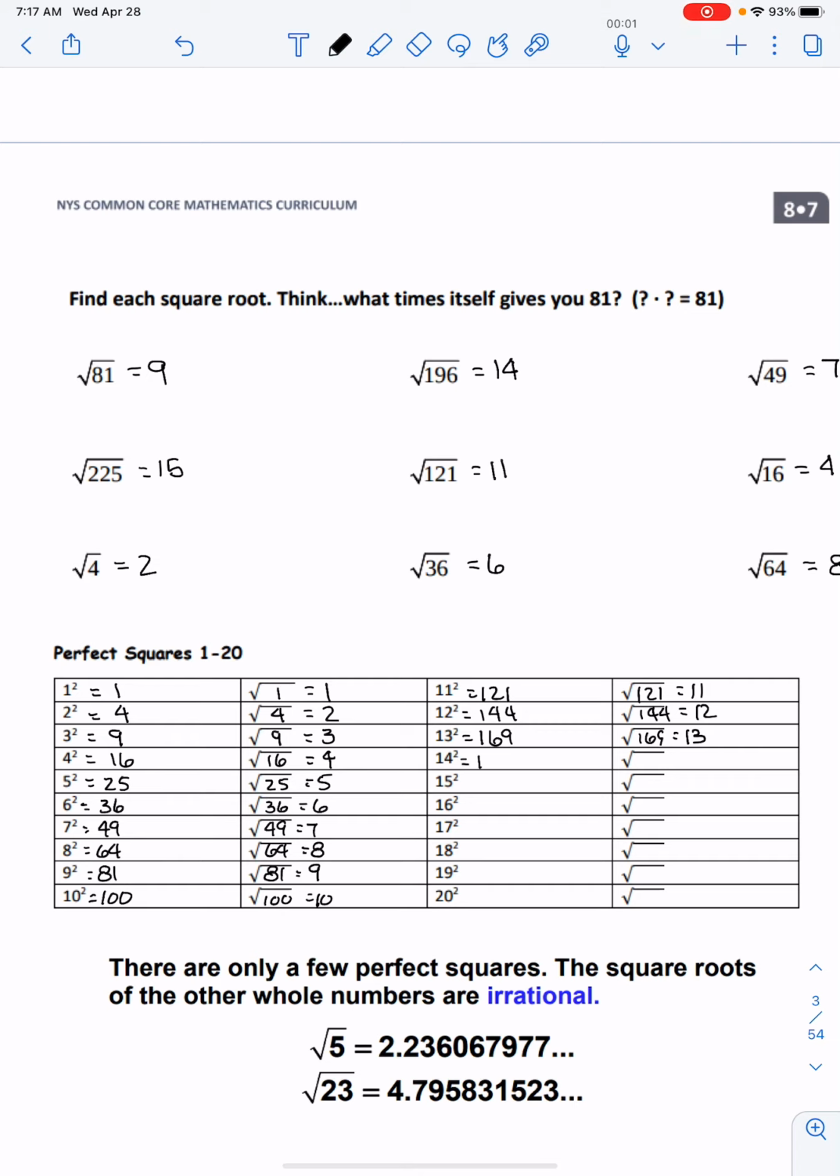14 squared is 196, and the square root of 196 is 14. 15 squared is 225, and the square root of 225 is 15. 16 squared is 256, and the square root of 256 is 16.